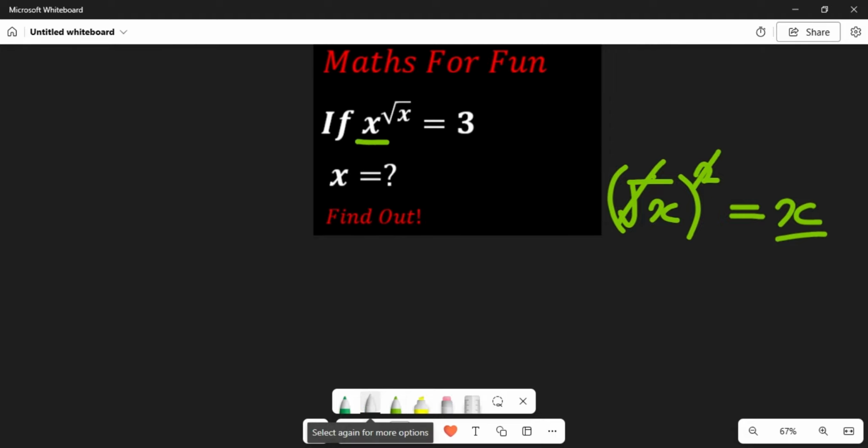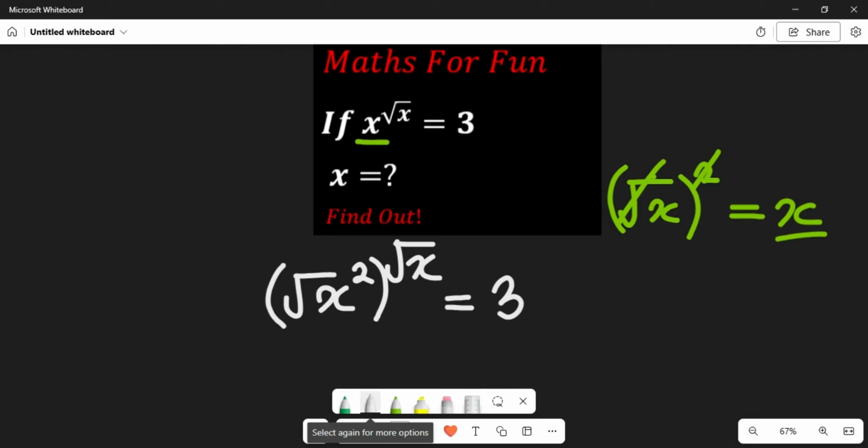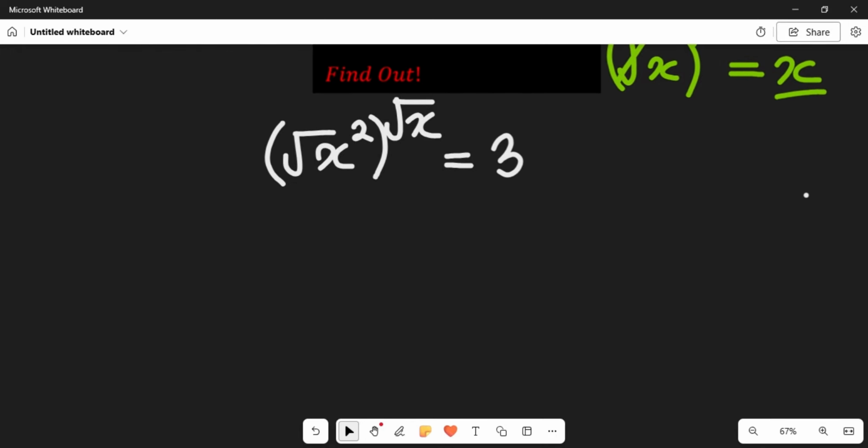Now, let's do that. If we do that, we are going to have that expression now become the square root of x squared, all to the power of the square root of x, and this will be equal to 3. Great. Now, having gotten this, what we need to do is to simplify.